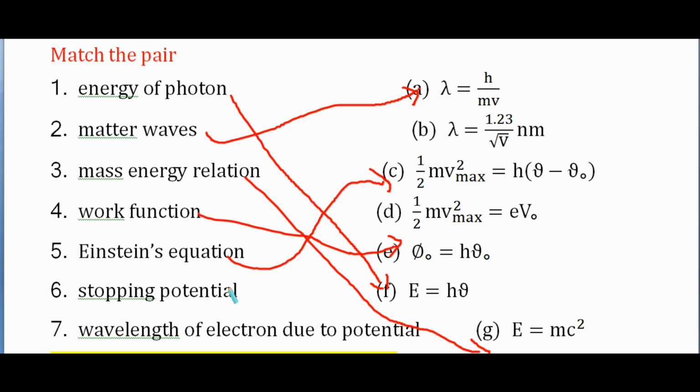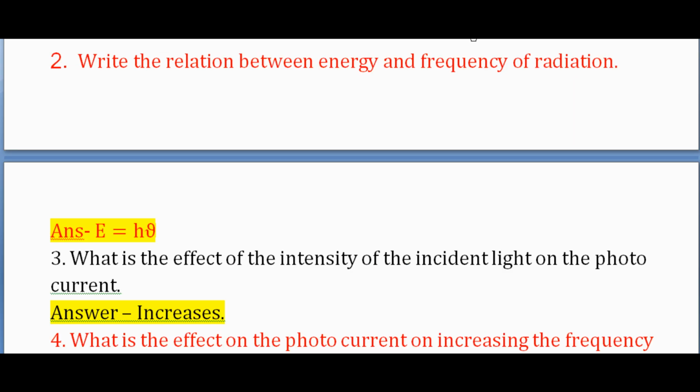Stopping potential, this is 1 upon 2 mv square max equal to e v naught. Wavelength of electron due to potential, and this is lambda equal to 1.23 upon square root v nanometer. Write the relation between energy and frequency of radiation, and answer is E proportional to nu or E equal to h nu.